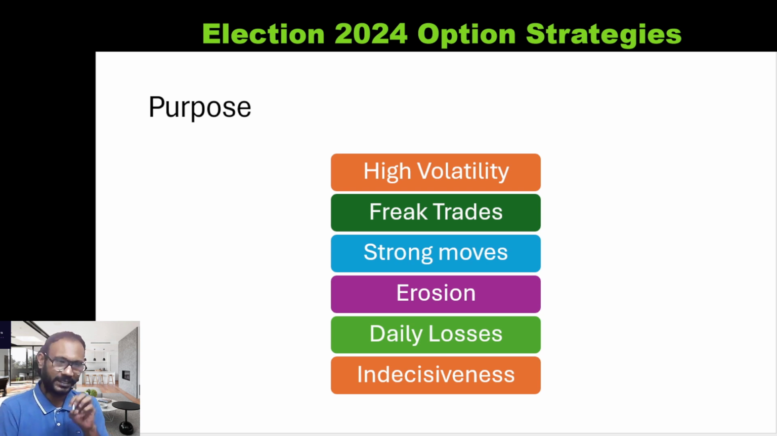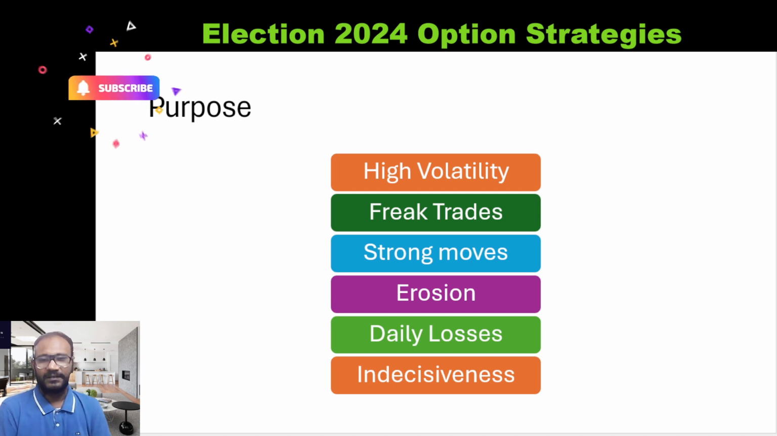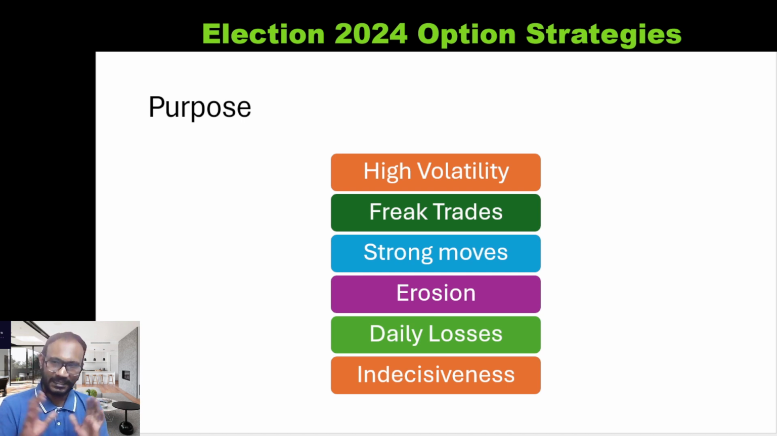So people are booking daily losses, and people are indecisive about what to do. And this is quite evident. We see the kind of discussions happening all over the Twitter groups that we are part of, and everywhere people are perplexed about what's going to come next. So with that context, I am coming up with this series.